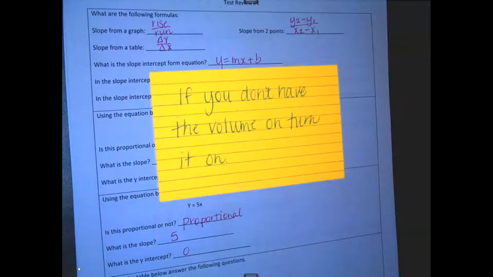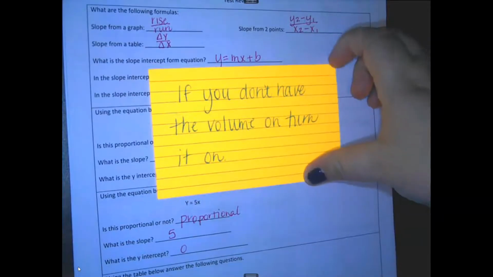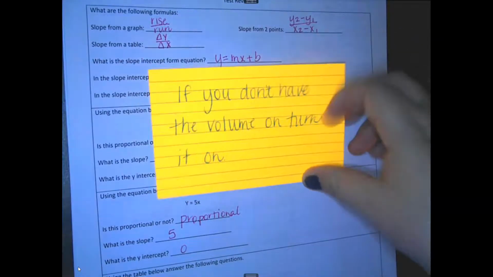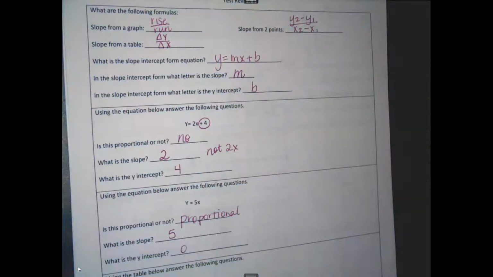That word gives you a 100 on this review sheet. Okay? A 100 on this review sheet. Because I'm taking the review sheet for a grade. So be sure that you pay attention. Alright, so I'm going to make this quick.